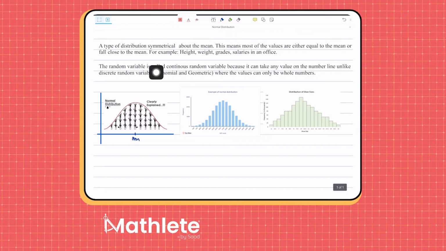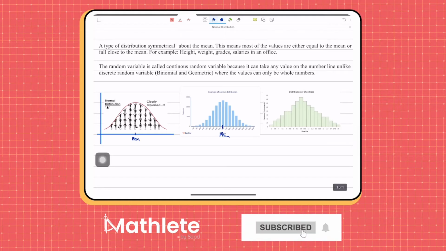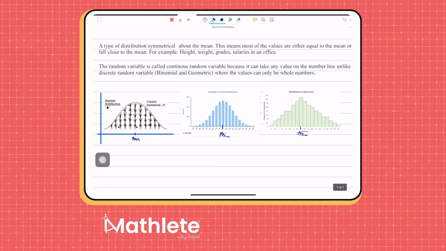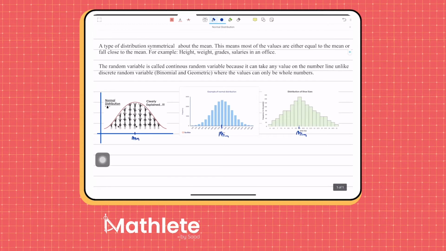That's what it says: a type of distribution symmetrical about the mean. So if, let's say, somewhere over here is the mean, you can see that this data is symmetrical about the mean. Think of it as a quadratic curve, although it's not exactly a quadratic curve, but think of it that way. It's kind of like a quadratic curve, symmetrical about the turning point. So here also you can think of this as your mean, and you can see that the data is symmetrical about the mean.